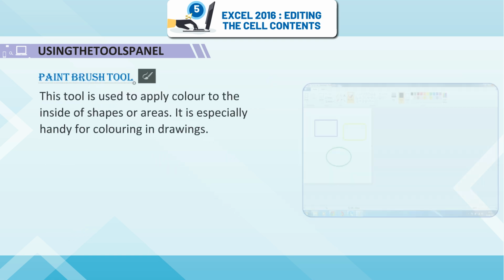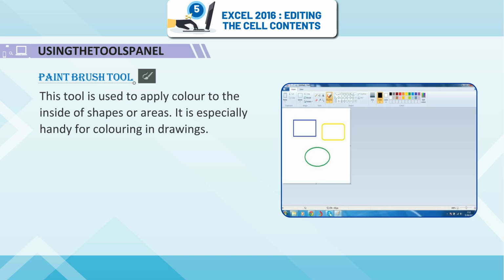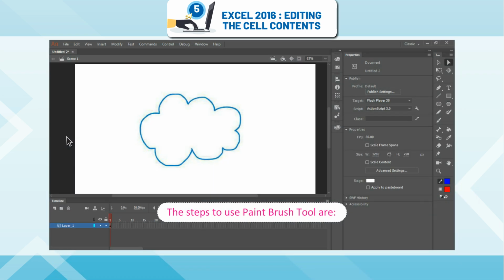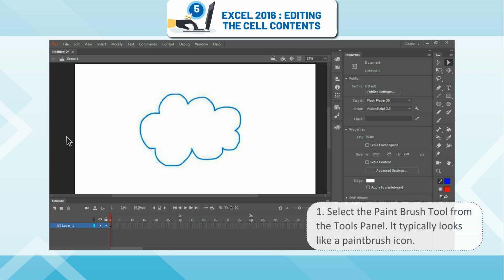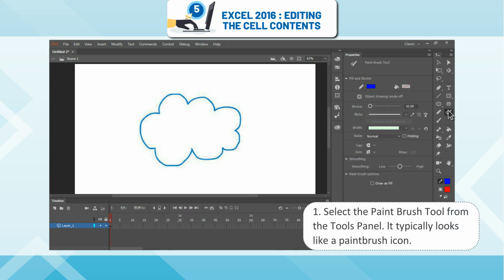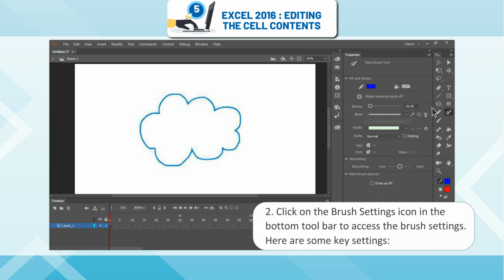Paint brush tool. This tool is used to apply color to the inside of shapes or areas. It is especially handy for coloring in drawings. The steps to use the paintbrush tool are: select the paintbrush tool from the Tools panel. It typically looks like a paintbrush icon. Click on the brush settings icon in the bottom toolbar to access the brush settings.